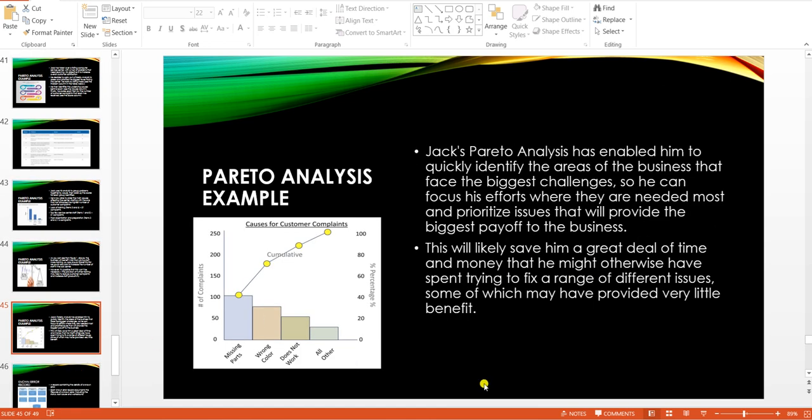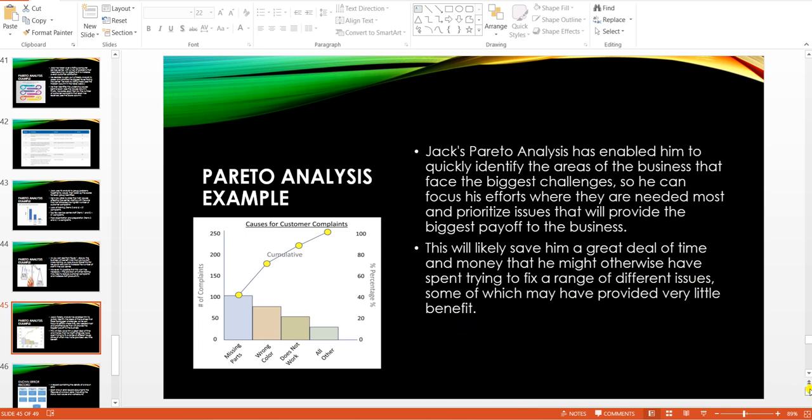Also, Jack's Pareto analysis has enabled him to quickly identify the areas of the business that face the biggest challenges, so he can focus his efforts where they are needed most and prioritize issues that will provide the biggest payoff to the business. So this will likely save him a great deal of time and money that he might otherwise have spent trying to fix a range of different issues, some of which may have provided very little benefit.